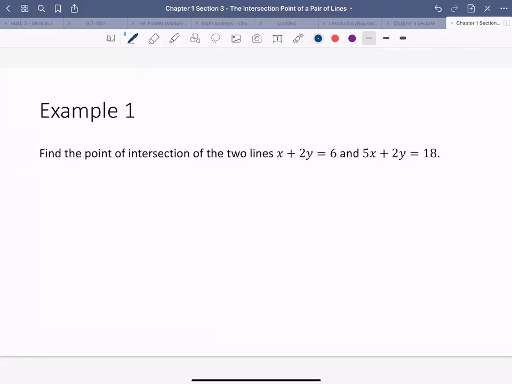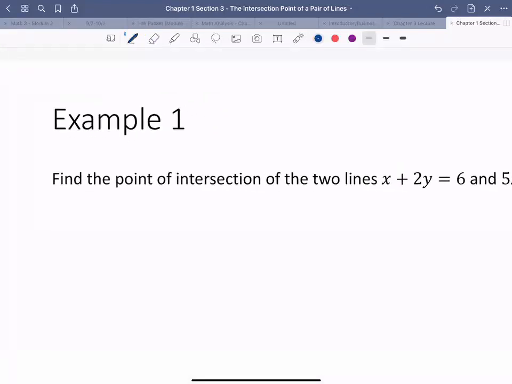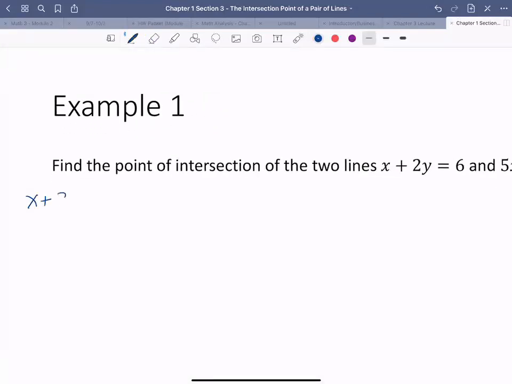So what I'll first do is take the first equation, x plus 2y equal to 6. I'm going to solve for y. First I'm going to subtract the x over, and I'm left with 2y equal to negative x plus 6. And then I'm going to divide everything by 2. That gives us negative 1/2 x plus 3.